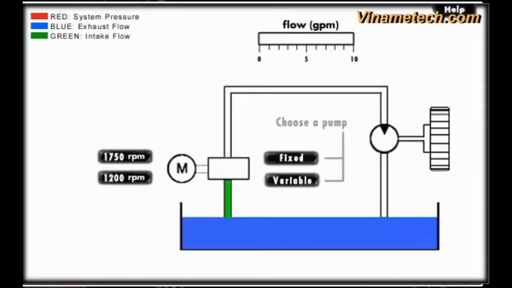Click on the fixed or variable button to change the type of pump in the system. Then, experiment with varying the gallon per minute discharge and the speed of the flywheel by clicking on the different RPM settings. If you choose the variable pump, you can also vary the output by adjusting the displacement of the pump by moving the handle on the pump.